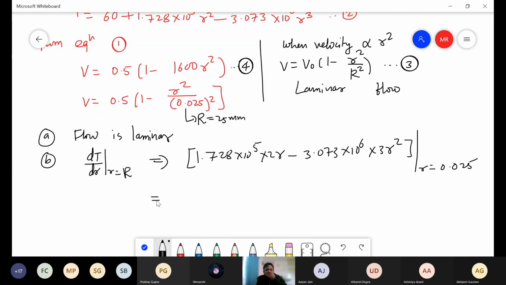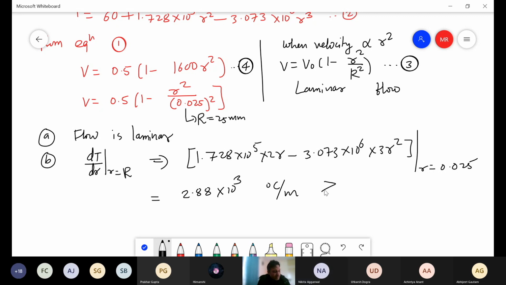What is the value you are expected to get here? Anybody? Anyone? Are you getting this value? Just check. 10 raised to power 3. Yes, sir. I'm getting this value.